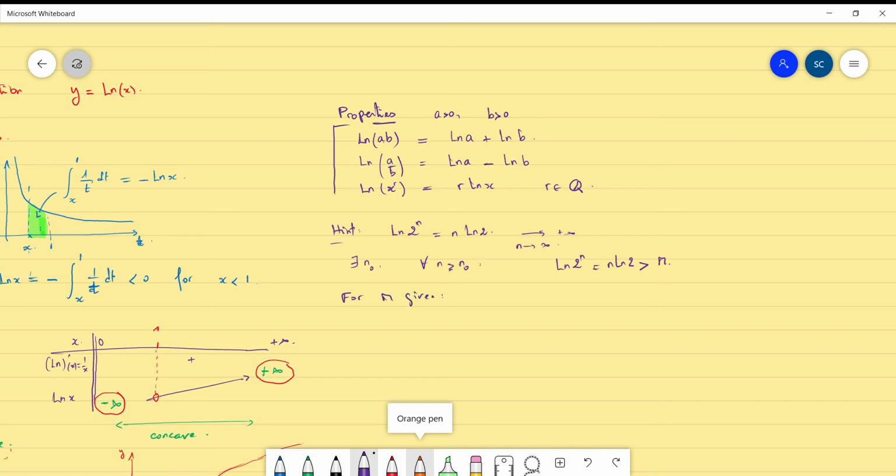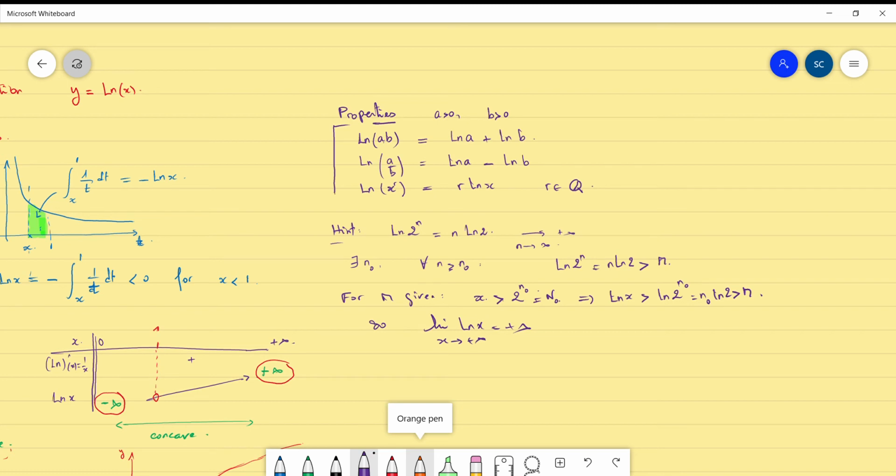For M given, we can always find this n0 and x greater than 2 power n0. This is just tricky things; we are trying to check the definition of limits, that's all. So ln x is greater than ln of 2 power n0, which is n0 ln 2, which is greater than M. So this says that the limit of ln x is plus infinity as x approaches plus infinity. So this is the idea.